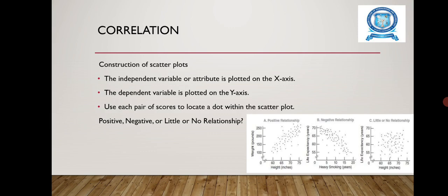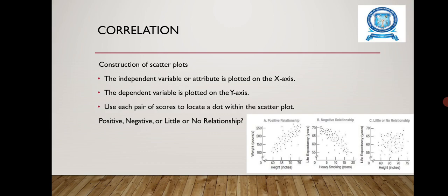The construction of scatter plots. The independent variable or the attribute is plotted on the x-axis. The dependent variable is plotted on the y-axis, and we use each pair of scores to locate a dot within the scatter plot. The positive or negative or little or no relationship is shown in the diagram.